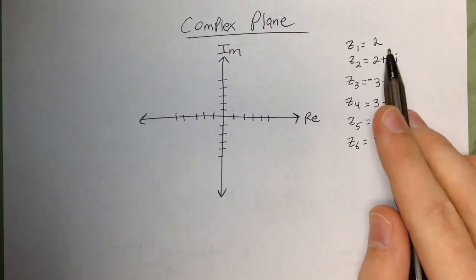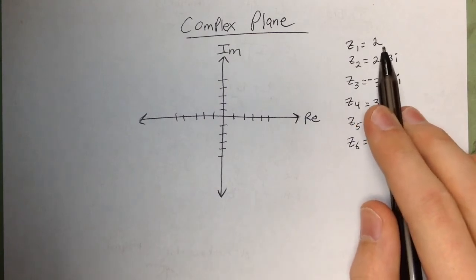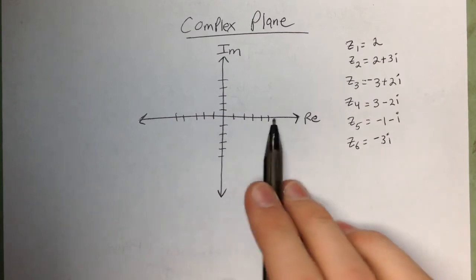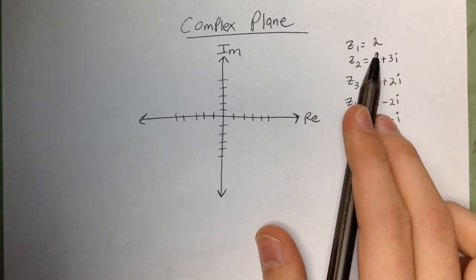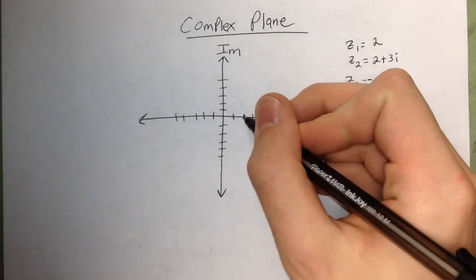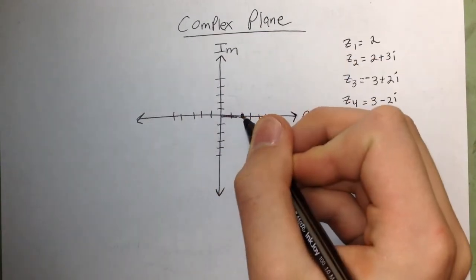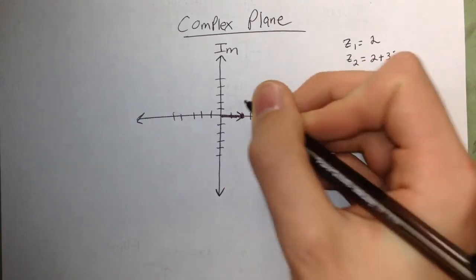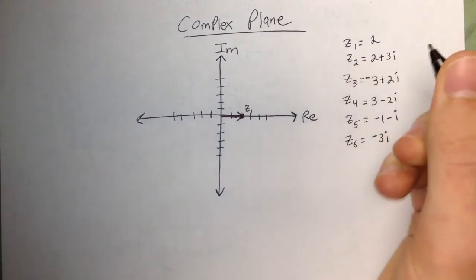So the first number, notice that there is no i in it. So this tells us that it's a purely real number, and it's going to lie on this axis. And since the real part is 2, we're going to start at the origin and go over 2. And then draw an arrow from the origin to that point, and we label it Z1.